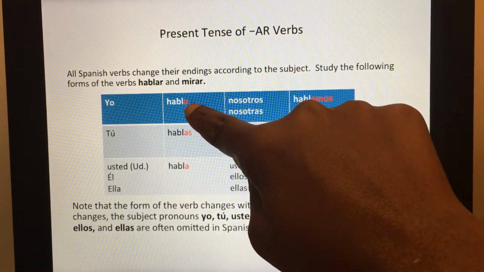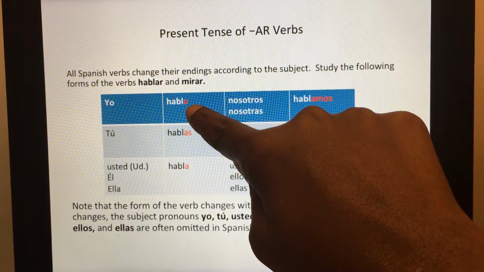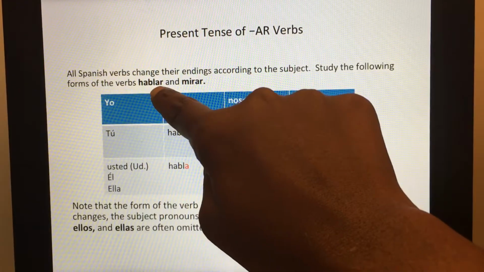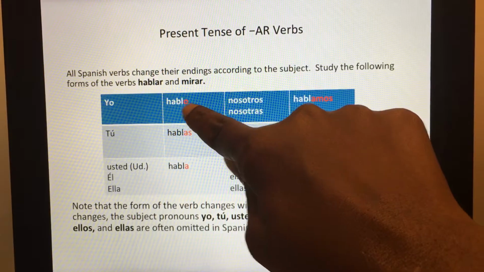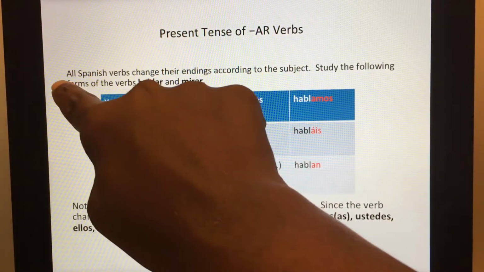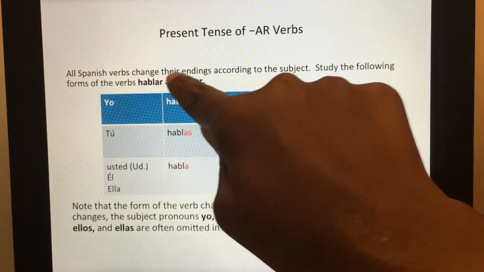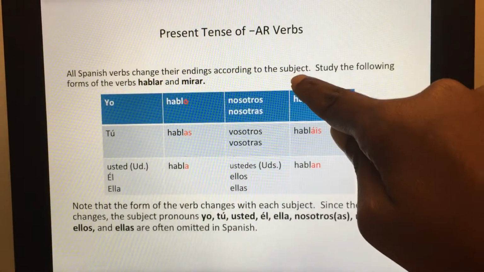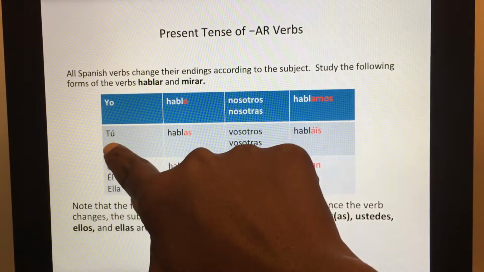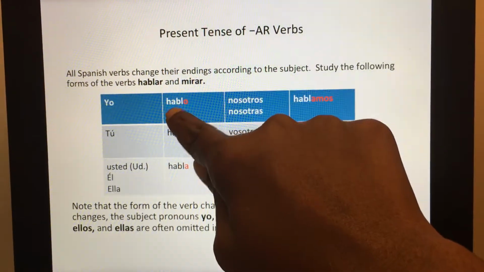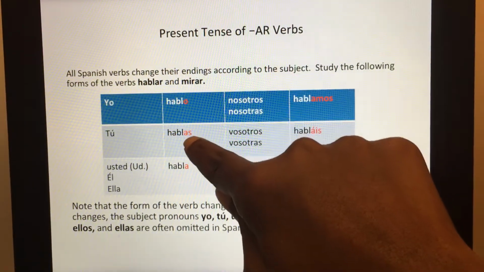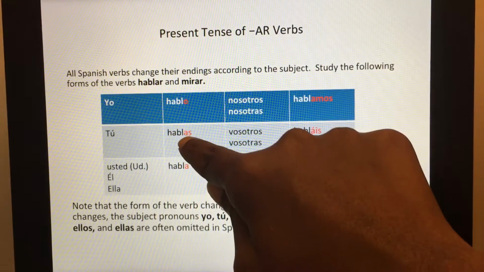When I want to say I talk, it's hablo. What happened was I dropped the infinitive ending, which is AR, and I put the ending that agrees with the subject. All Spanish verbs change their endings according to the subject. The subject is tú. I'm using the same stem. The stem tells me the action, talk. But who's talking? You are talking. Hablas.